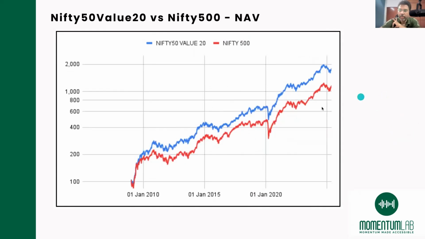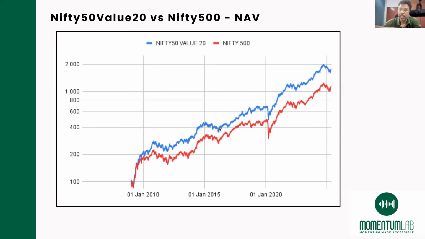So you see the Nifty 50 Value 20 outperforms during the bull runs, but it doesn't give away more than the Nifty 500. It gives away just as much as Nifty 500 is giving. And then again, when the upturn starts, it rises. And then again, in the downfall, it gives the same as what Nifty 500 gives, thereby maintaining that distance between Nifty 500 and Nifty 50 Value 20.